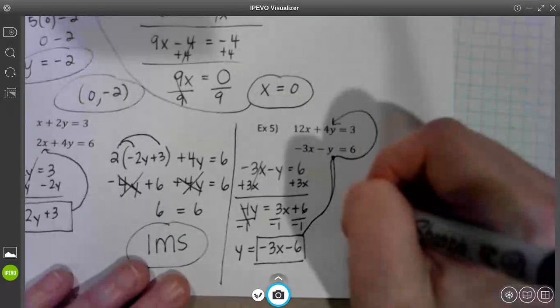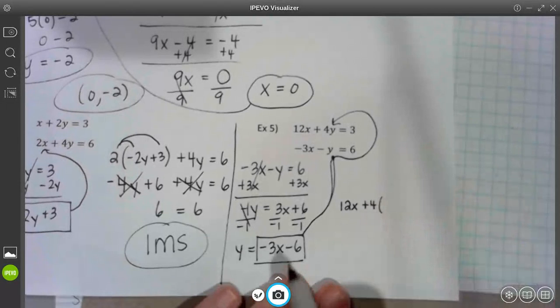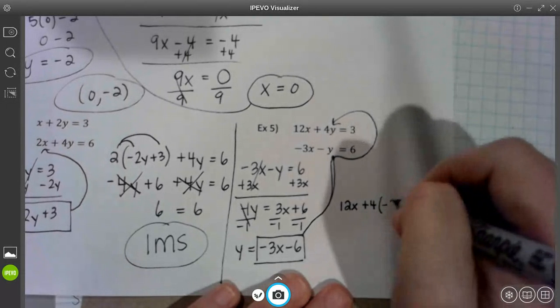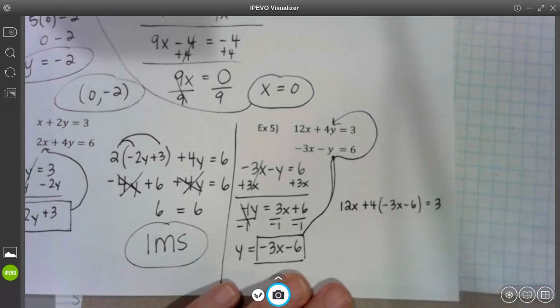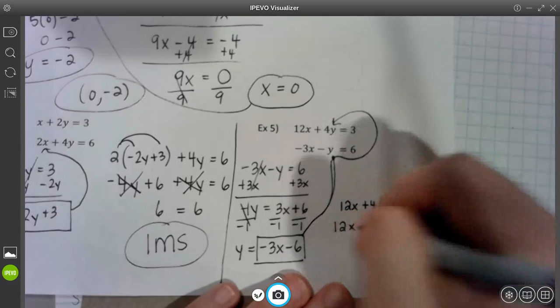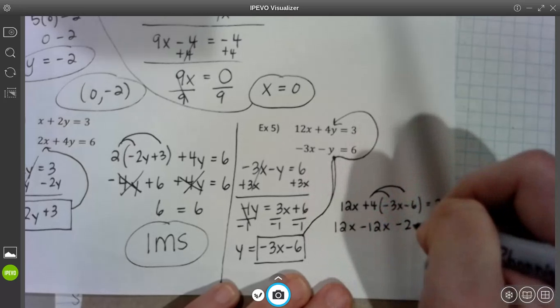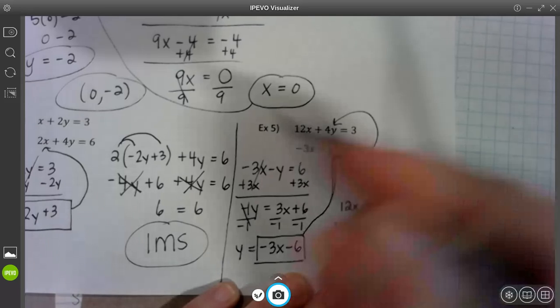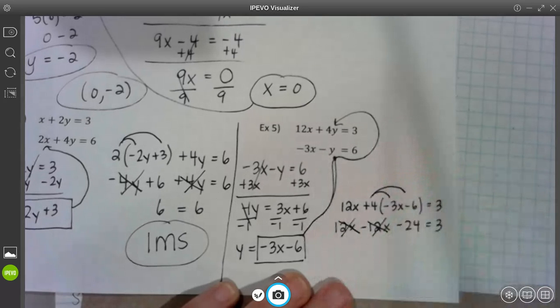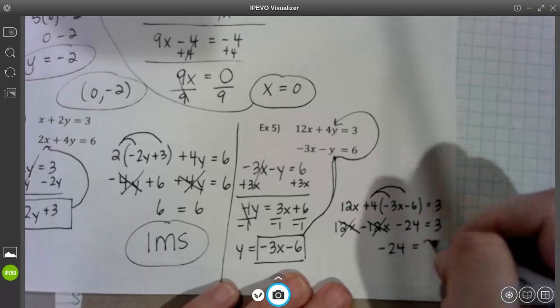Let's do it. So 12 times x plus 4 times, take y out, put what we just found out y is in, and then it equals 3. Okay? All right, let's bring down the 12x, and let's distribute the 4. So I get negative 12x, there it is, and then minus 24 equals 3. So when I go to combine like terms, what happens to a 12x and a negative 12x? They cancel. There are no more variables left in this problem. I am left with the statement that says negative 24 equals 3.